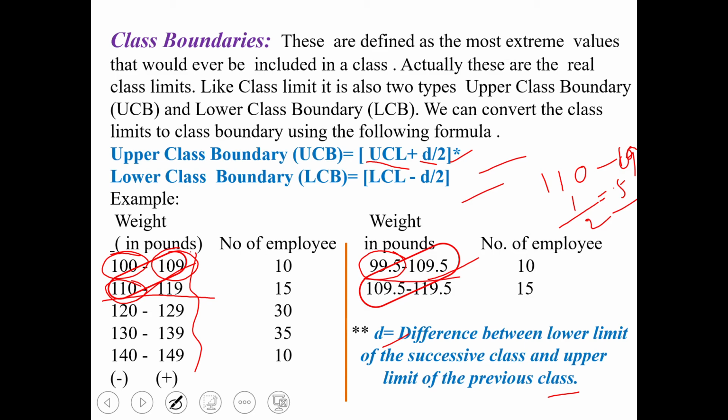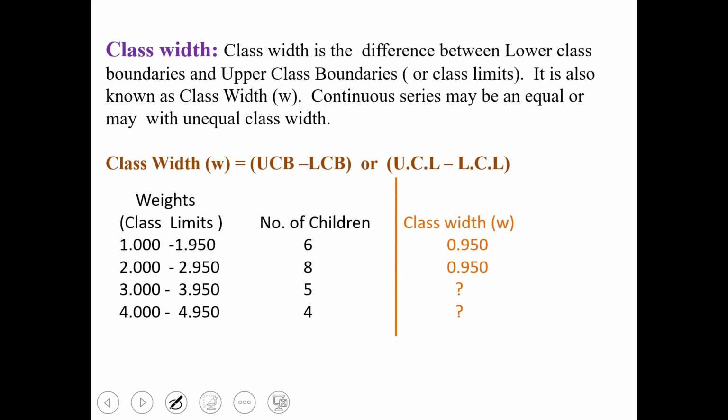So the second thing you can see here, this is the upper limit of the first class, and this is the lower limit of the second class. And if you again subtract from the bigger to smaller, you will get 1, and 1 divided by 2, that means 0.5. So this 0.5 again will be subtracted from 110 and will be added with 119, and in this way you will get 109.5 and 119.5. So this is the way how we can find out the class boundary easily.